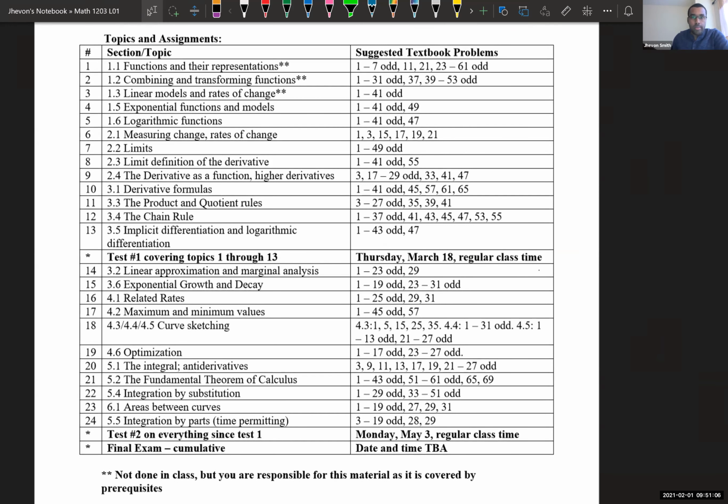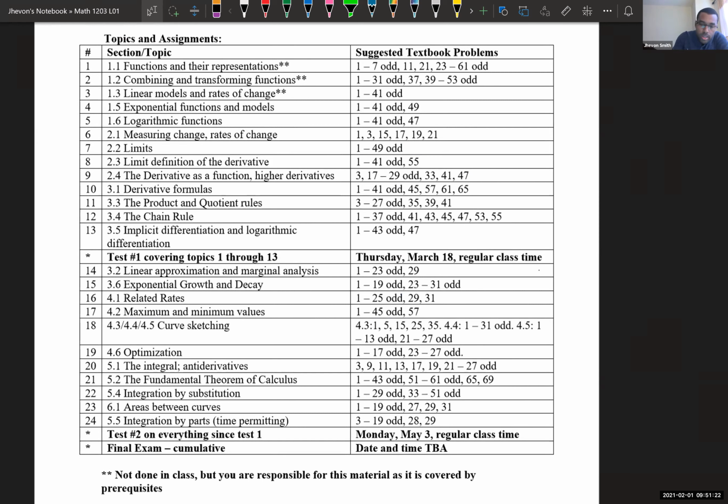Here are the topics, as well as suggested textbook problems from the physical textbook or the e-text. You're not required to do these or submit them. These are just for extra practice. If you feel you need to, I would say you should do those. But these are the topics we're going to cover.